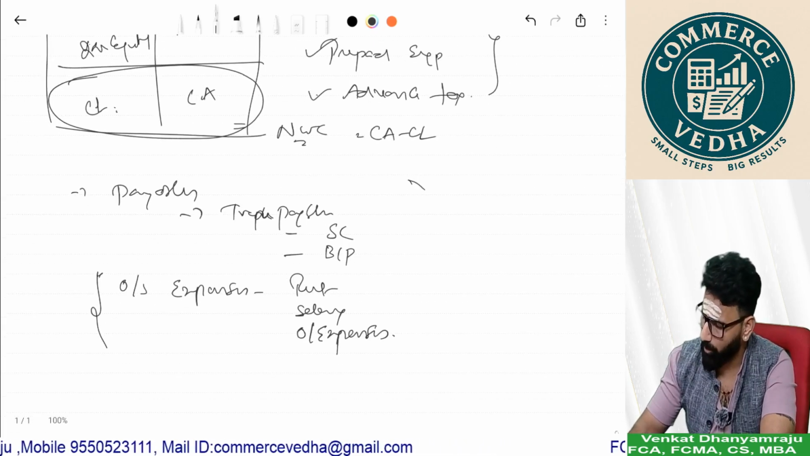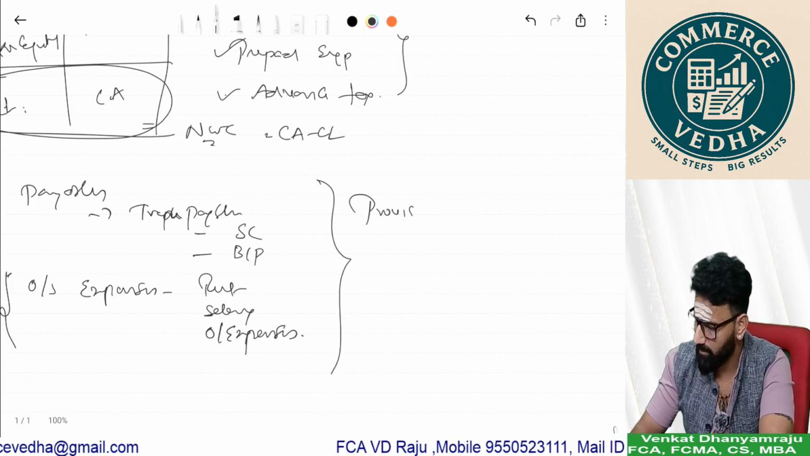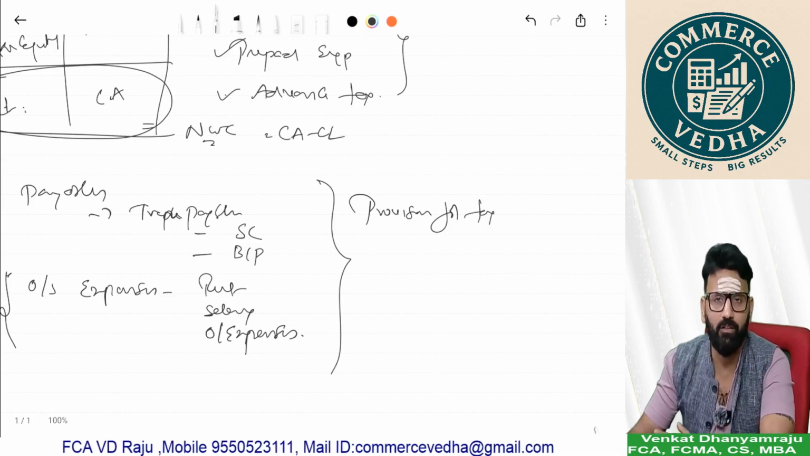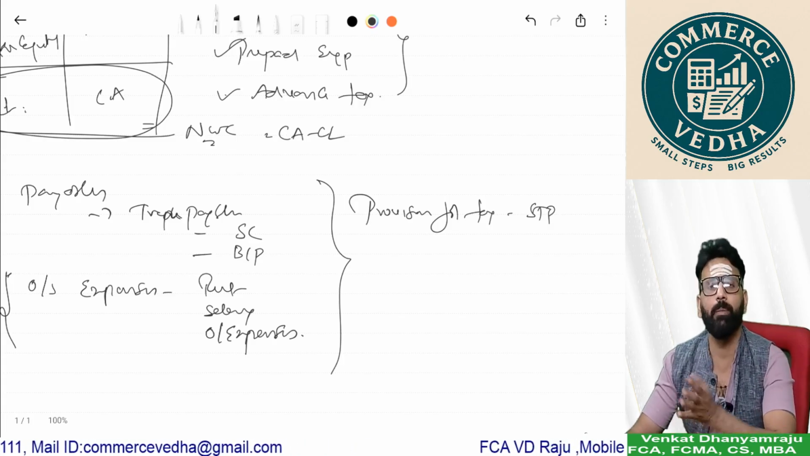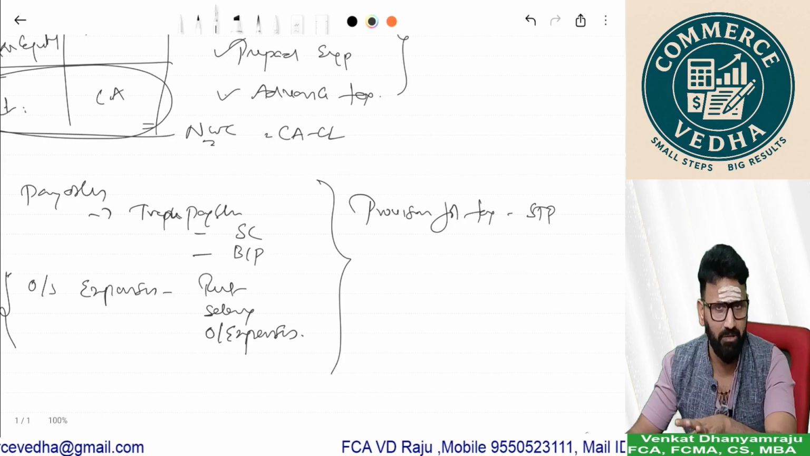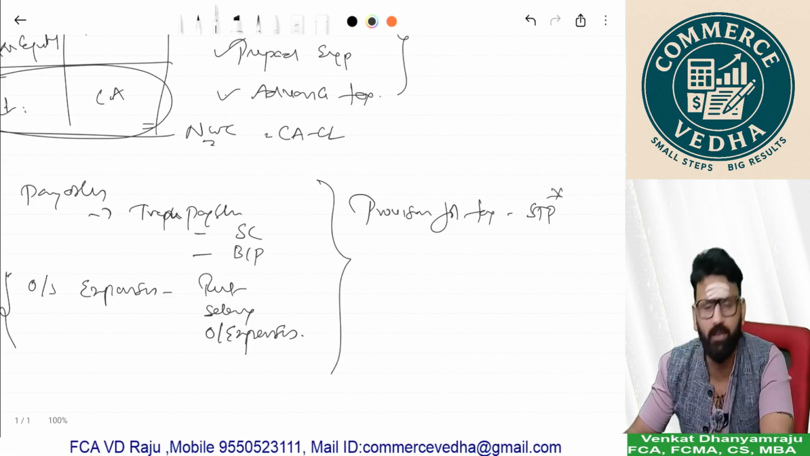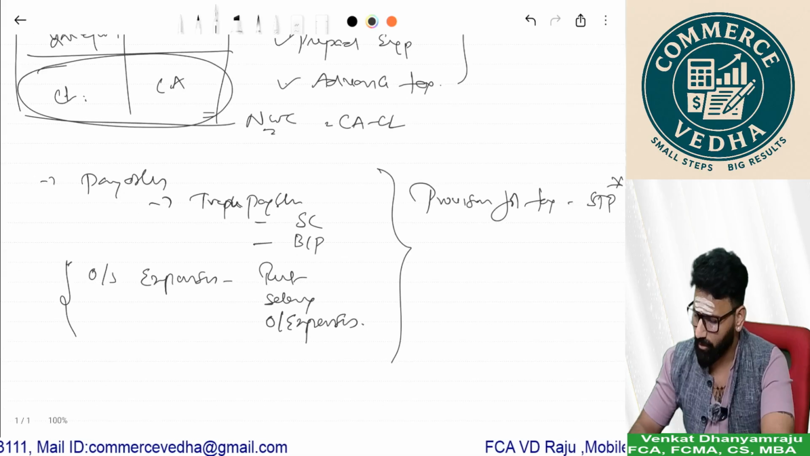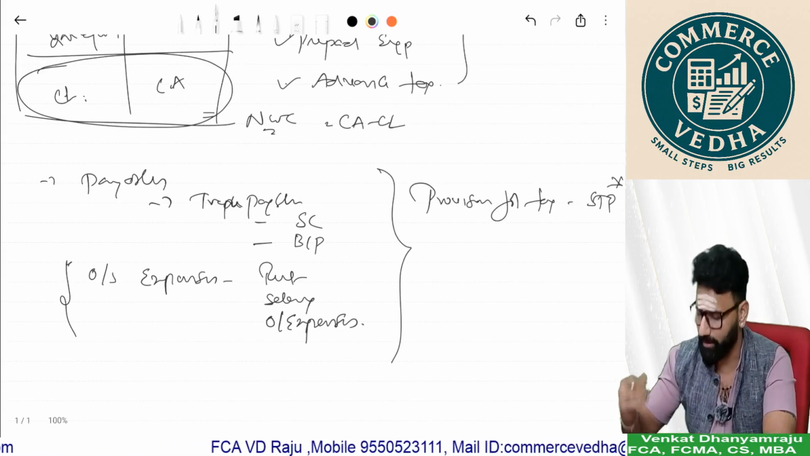One more important thing we should note here is provision for tax. It is actually not a current liability; it is a short-term provision which should not be dealt with in the net working capital statement. We should write provision for tax as a short-term provision. There are a lot of things that we will discuss while going in depth into this chapter.